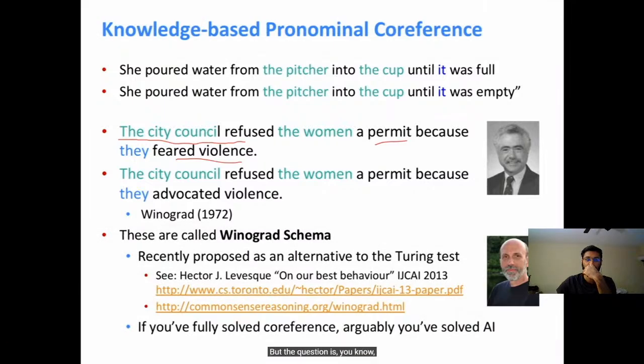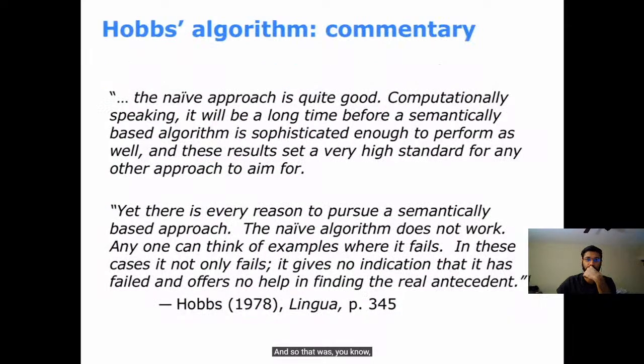But the question is, how far can you actually get doing that without having a bit more of a world model? And so that was what Hobbs was interested in way back in 1978. So he wrote, the naive approach is quite good. Computationally speaking, it will be a long time before a semantically based algorithm is sophisticated enough to perform as well, and these results set a very high standard for any other approach to aim for.